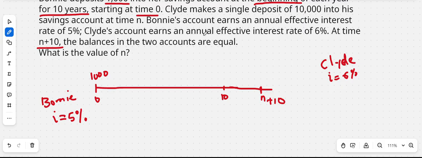But then take a look at what happens. Bunny kept on making that deposit up to this point, and then it stops. But then the money grows for another n years. So this is time n plus 10, and we have another n years here that was added to this. So let's see what is in Bunny's account. The balance in Bunny's account at this point, time 10.